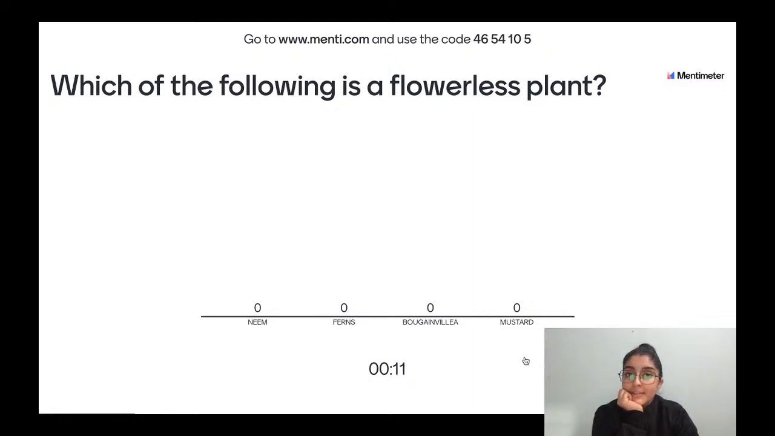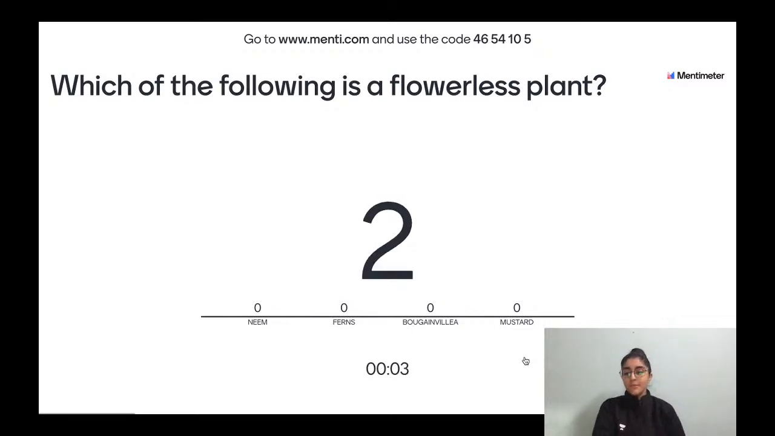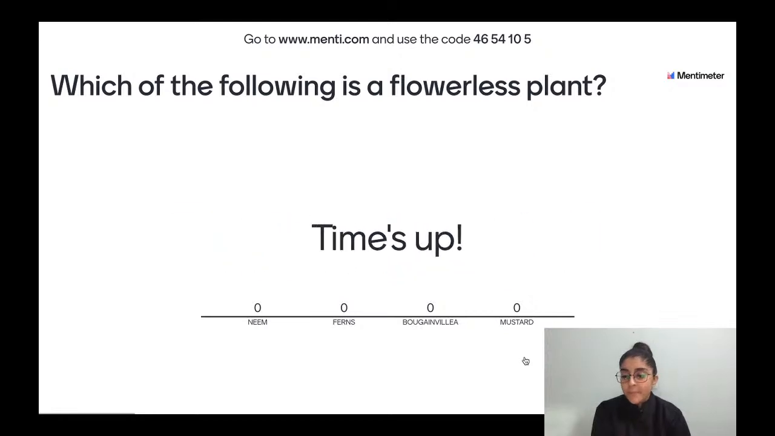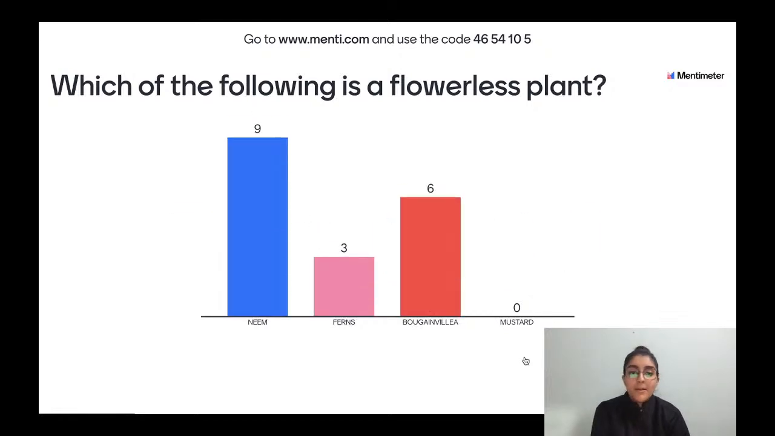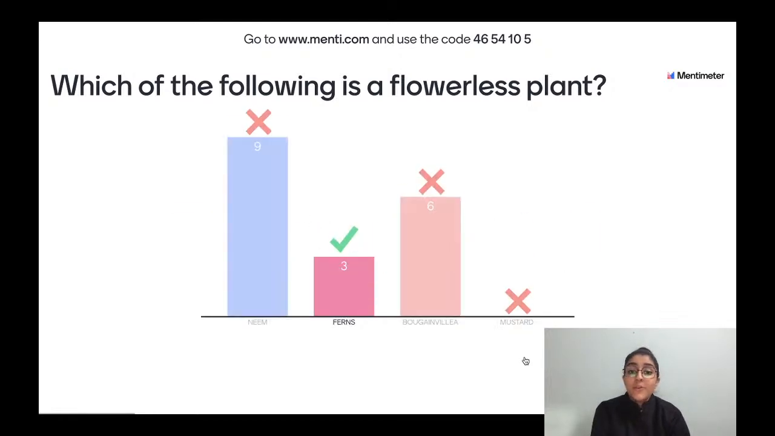This one is a bit of a GK question, so let's see who is able to answer this. Okay, lot of wrong answers. So ferns is the only plant in these four that is flowerless. So ferns do not have flowers or do not bear flowers. Other than that, all the other three options have flowers in them.